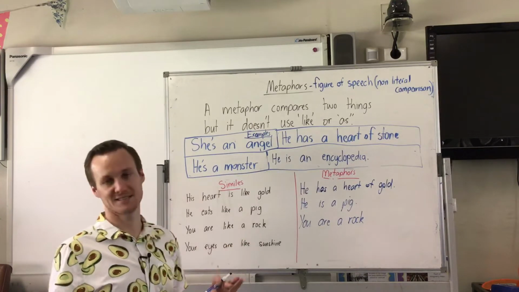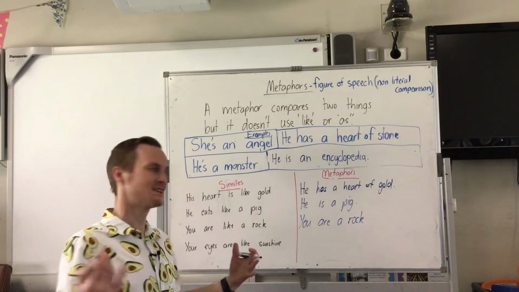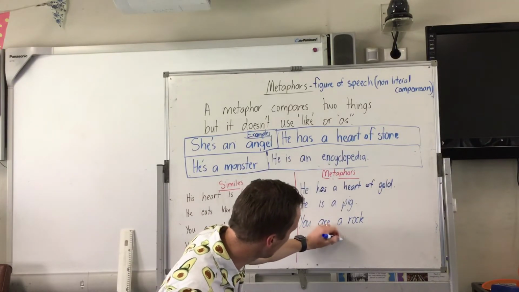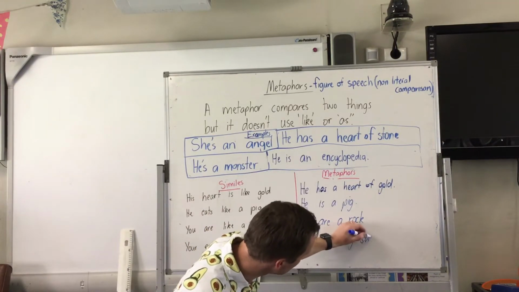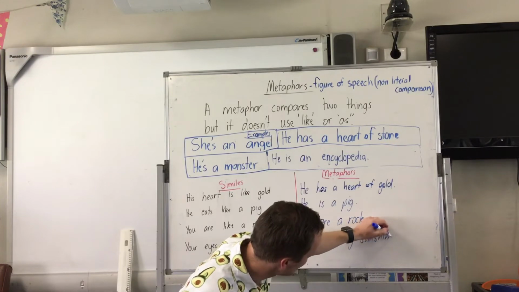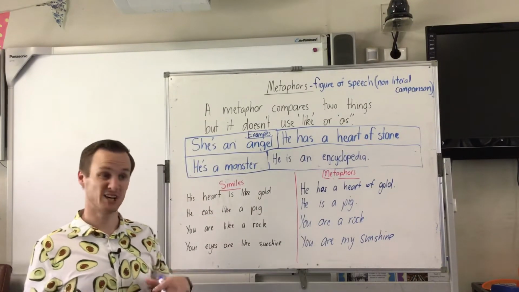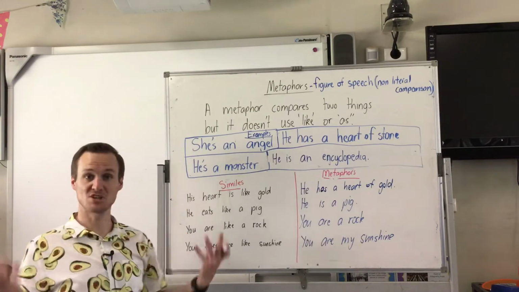Your eyes are like sunshine. That's quite nice. But if you just say, you are my sunshine, you might hear that quite often, you are my sunshine, which basically means you're my reason for getting up in the morning. You're that sort of person who makes me shine.